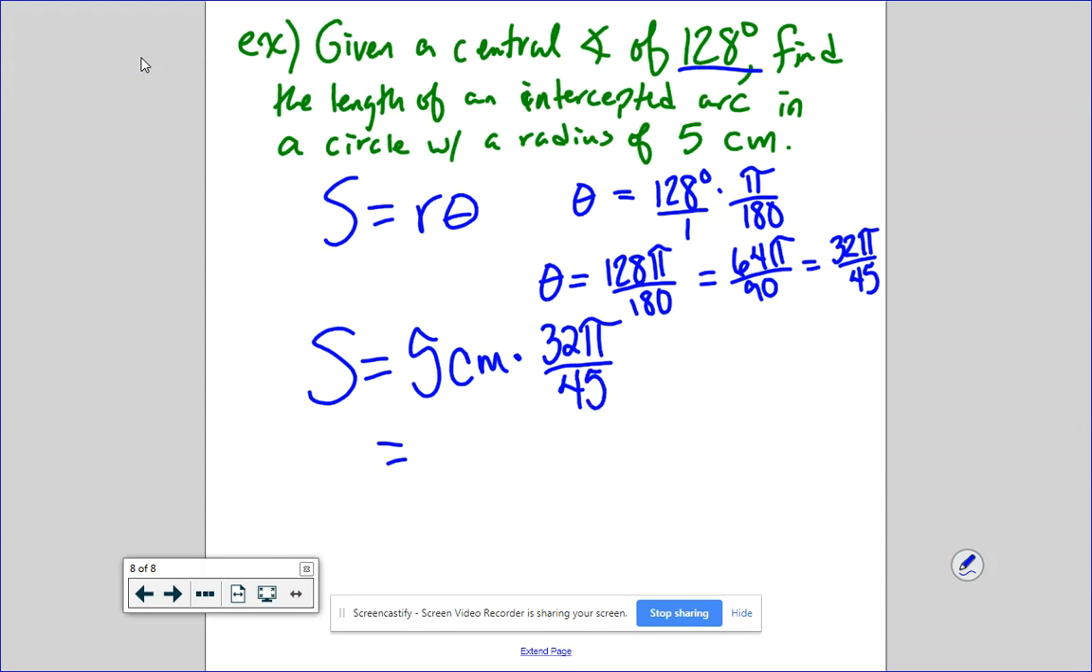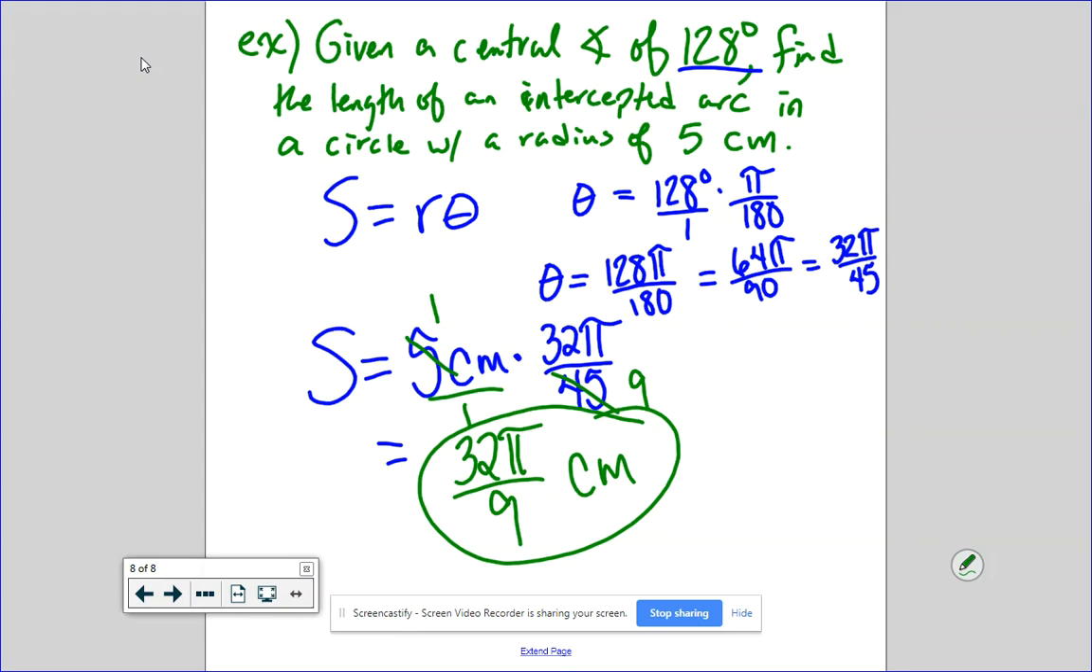So once I get that, I just take 5 centimeters times 32 pi over 45. And if I multiply that out, 32 times, well, actually, 5 over 1. What can I do to those fractions before I even multiply? Can I cross simplify? Yeah. What can I divide? 5. The 5 and the 45, right? Make the 5 a 1. 45 divided by 5 is 9. Right? Is that right? Yeah. Okay. And so I just get 32 pi over 9 centimeters. And this is arc length, so it's not centimeters squared. No, it's just centimeters.